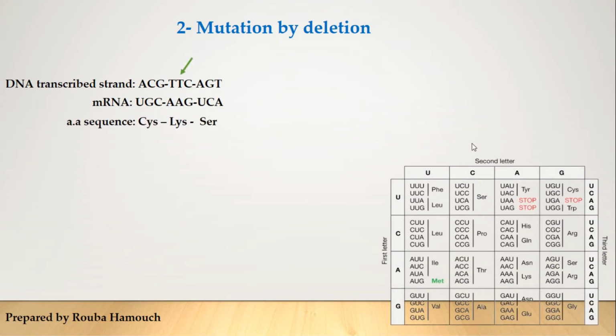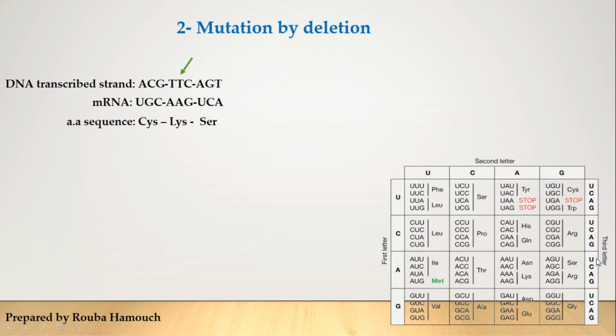Here we have a DNA transcribed strand, an example. We have represented three codons, ACG, TTC, AGT. So the corresponding mRNA, which is complementary to this DNA transcribed strand, is U complementary to A, G complementary to C, and C complementary to G. The second codon will be AAG, the third codon will be UCA.